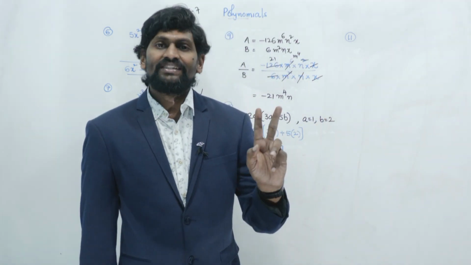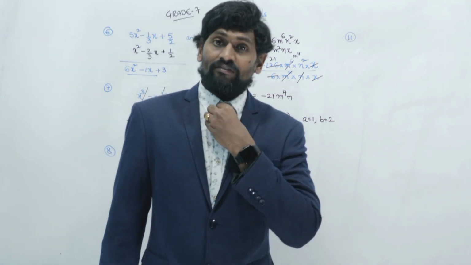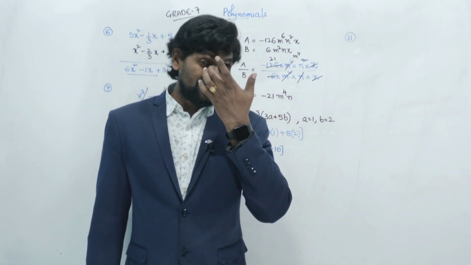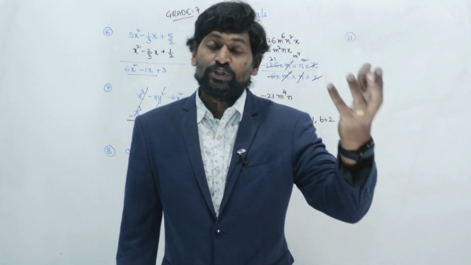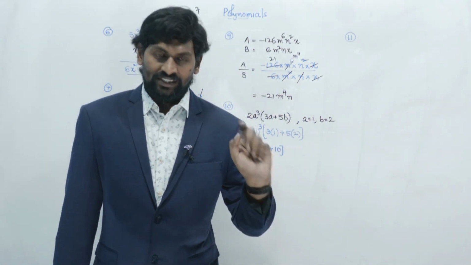The second point is the variable should not be in the denominator. Third point is the variable exponent should not be in fractional form. These three situations you should check.